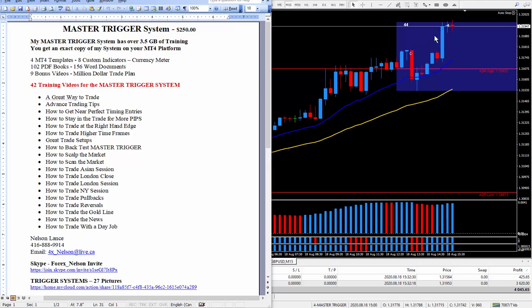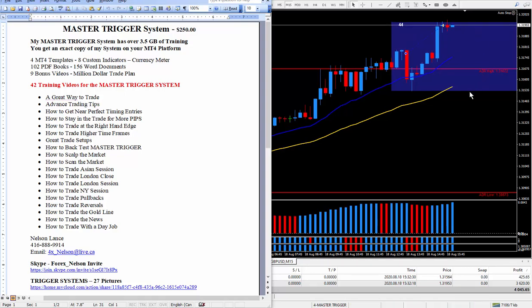That'll probably be around the London close, which is about 2 hours from now. And as you can see, from here down to here alone is more than 40 pips. That's what that 44 stands for right there. Pips from the top to the bottom of the blue box.